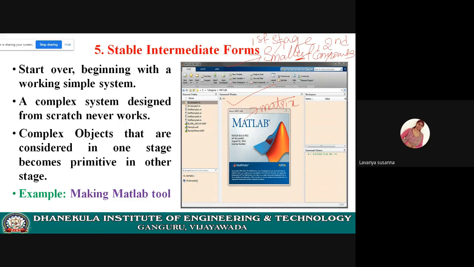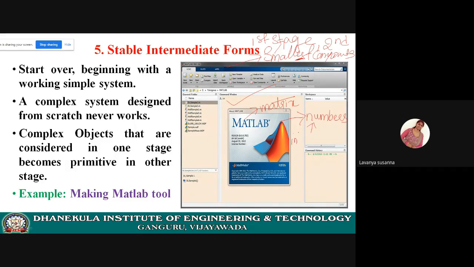Assume that you are developing MATLAB. So what are the primitives here? See here, first, numbers. Numbers are the primitives. First, you must start from representing numbers. While designing this MATLAB, you can do all mathematical calculations. To do these mathematical calculations, first you must represent numbers, right?